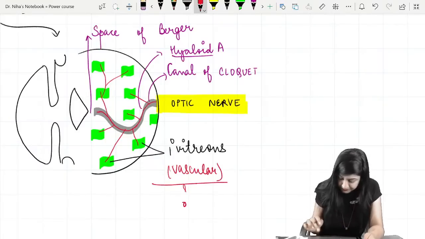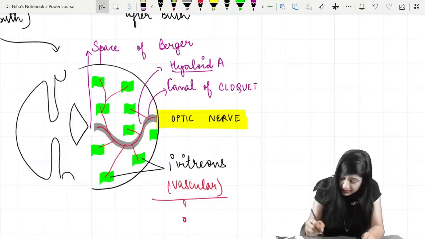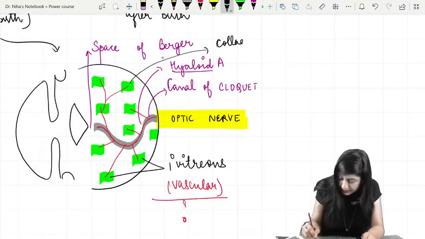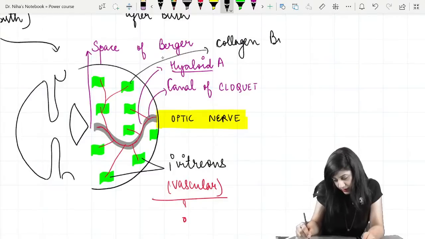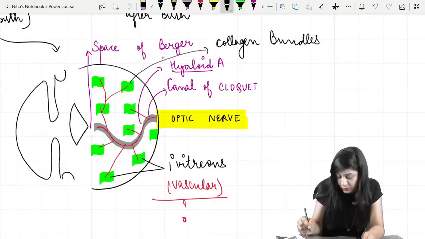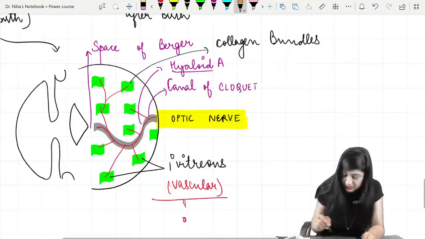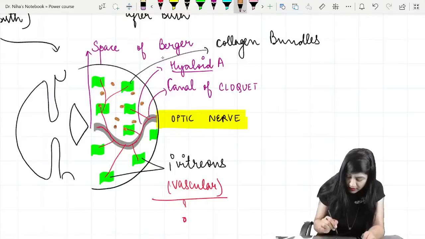And then these are your collagen bundles. Vitreous is made up of collagen bundles. And inside these collagen bundles, we have got the crystals. These crystals are the crystals of hyaluronic acid.